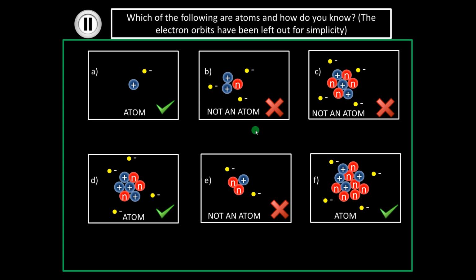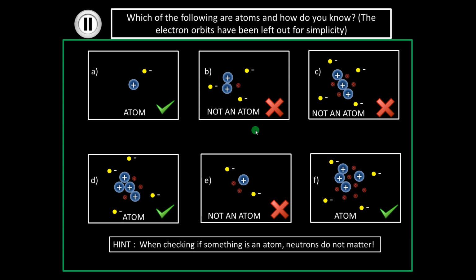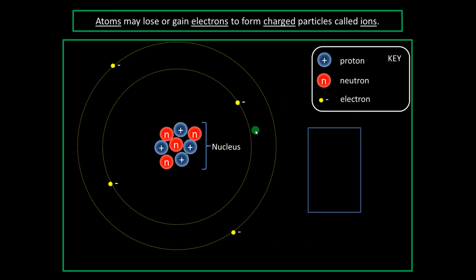In fact, you've probably noticed that we don't really care about the neutrons. I can just remove them like that, and we don't need them to tell if we've got an atom. Just look at the protons and electrons. Okay, so that's neutral atoms.